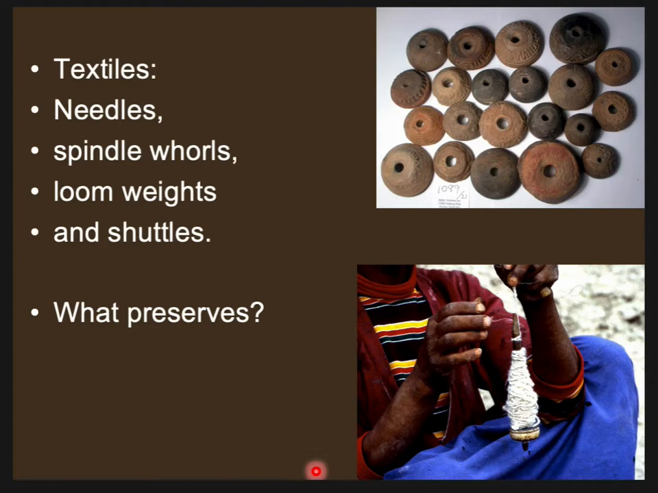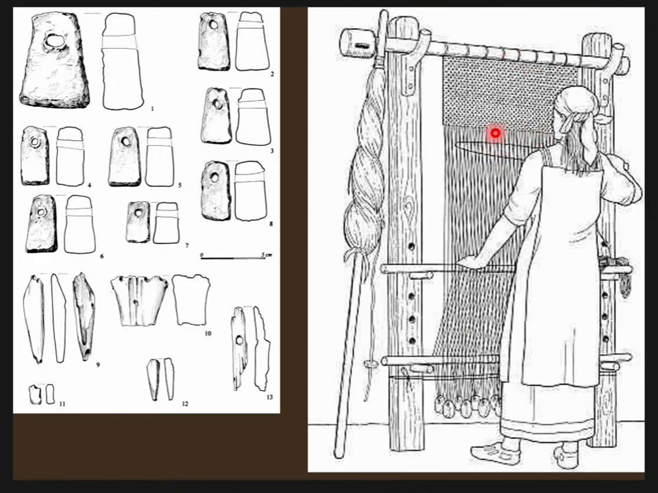Right, so in an example like this, here's an upright loom, woman weaving. A lot of this stuff is made of perishable materials, so the textiles themselves may not survive. The fibers may not survive. The wood for the loom may not survive.